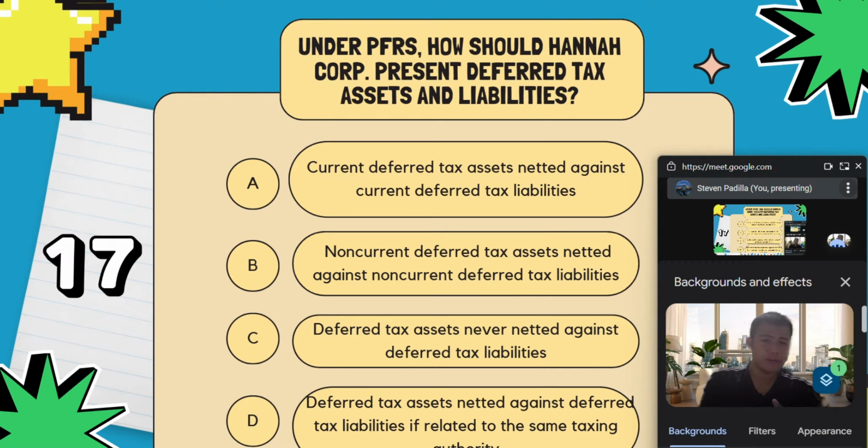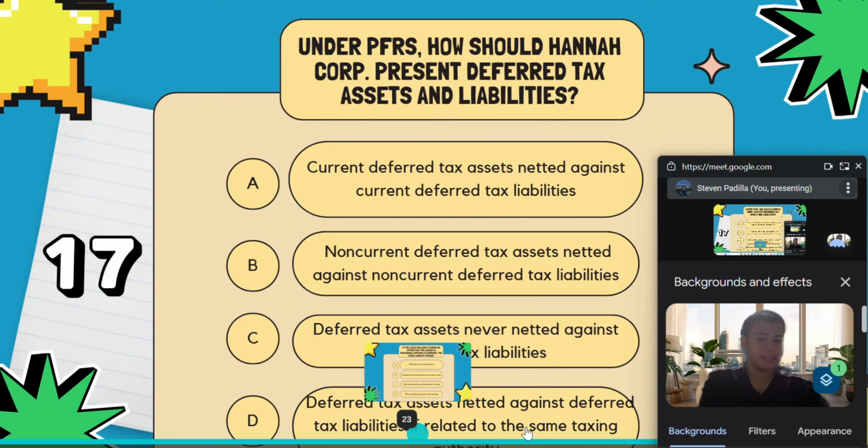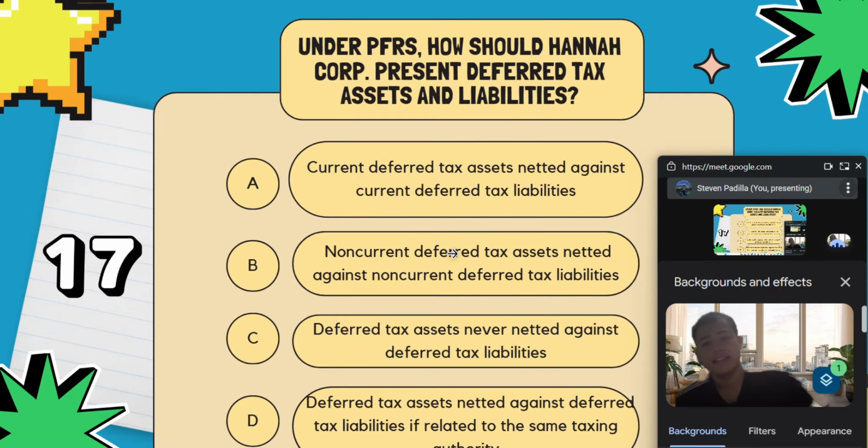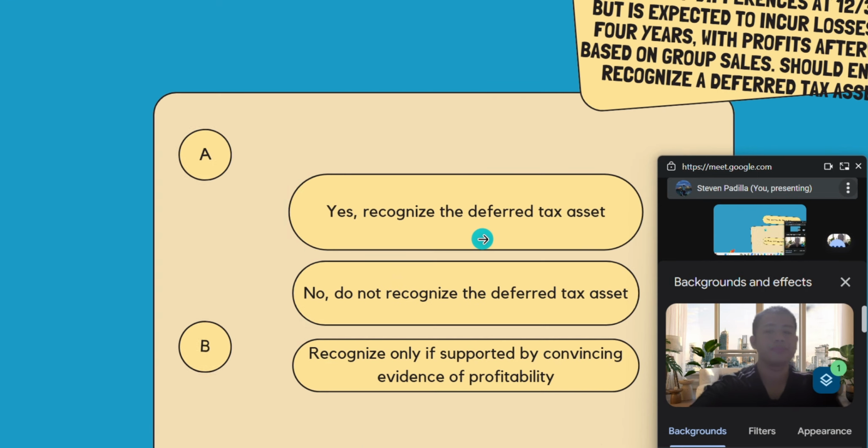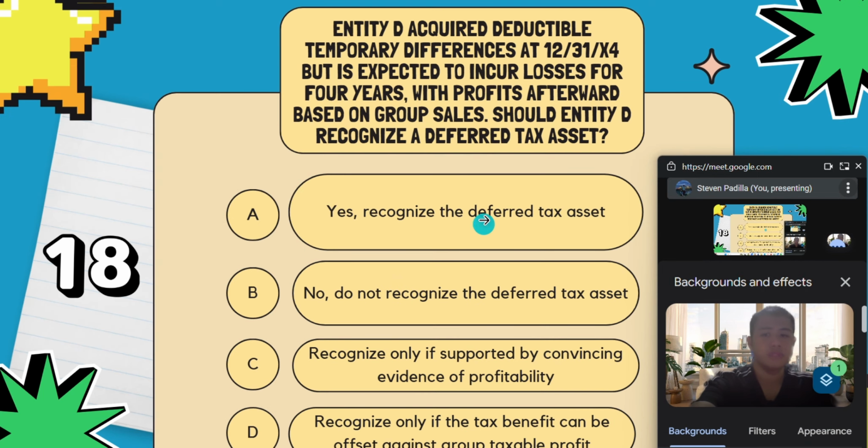So we conclude that for number 17, the answer is letter D: deferred tax assets netted against deferred tax liabilities if related to the same taxing authority. So let's proceed to number 18. Entity D has deductible temporary differences at 12/31/24, but is expected to incur losses for 4 years.